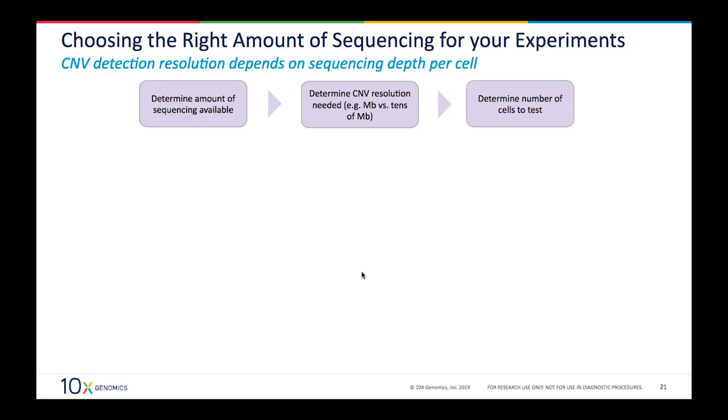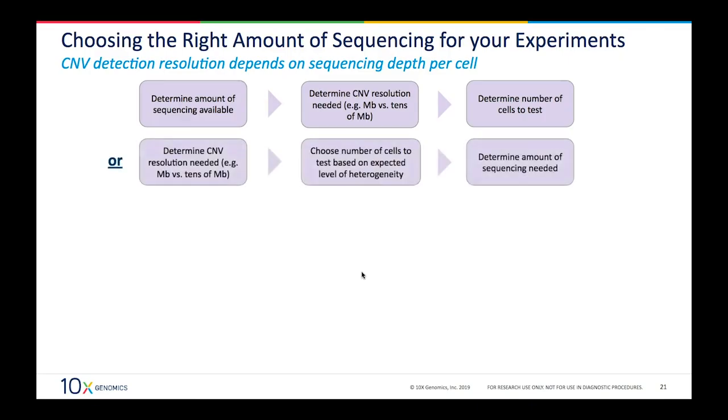So now we're going to be talking about how you choose the right amount of sequencing for your experiment. If you are interested in detecting copy number variations, it's important to understand that the resolution of the CNV that you can detect will be directly dependent on the amount of sequencing that you do per cell. This means that if you have a certain amount of sequencing available, you need to know the kind of resolution of CNV that you are looking for, and this will allow you to determine how many cells to test. Alternatively, if you know the resolution and how many cells you would like to test based on your research hypothesis, then you can determine the amount of sequencing that you need.